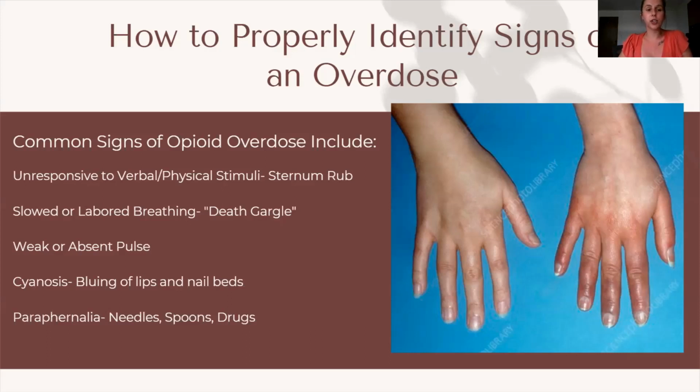The next is slow or labored breathing. In the medical field, this is something called the death gargle. It is typically when the respiratory system has been depressed to a point where saliva is no longer being swallowed properly, the lungs are no longer expanding, and the person is not getting enough oxygen to their system, to their cells, or to their brain.